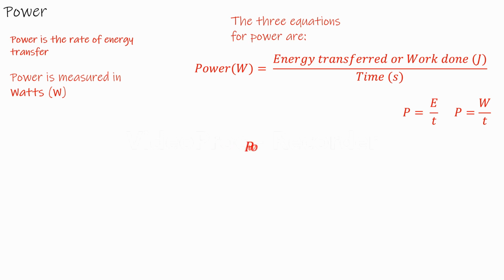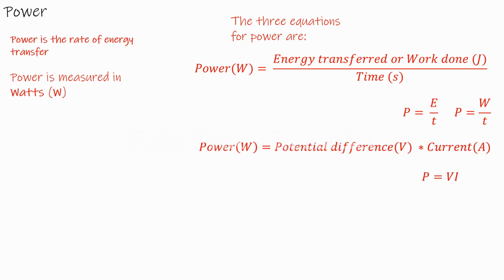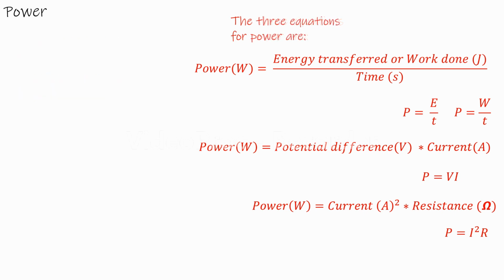Our next equation is power, again in watts, equals potential difference, which is in volts, times current, which is in amps, or P equals VI. And we finally have power equals current squared times resistance. Again, current is in amps, and resistance is written in ohms, and this can be shortened to P equals I squared R.